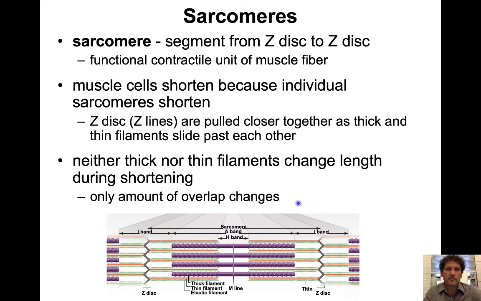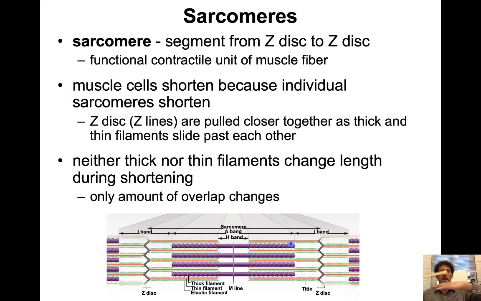Now a little bit more about those sarcomeres. The sarcomere, as we've mentioned multiple times, is from Z disc to Z disc, and that's our functional contractile unit. Because these move closer together, that has a larger effect on our muscles, which allows our muscles to shorten as we contract. Now what's important to note is that these thin and thick filaments are not getting shorter. They don't change in length. What is changing is the overlap.